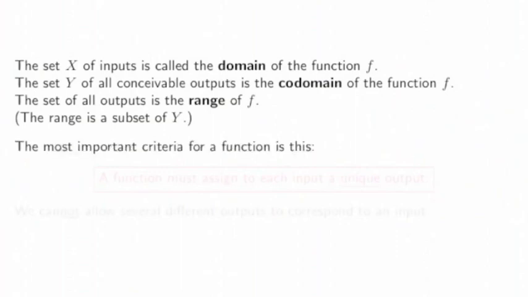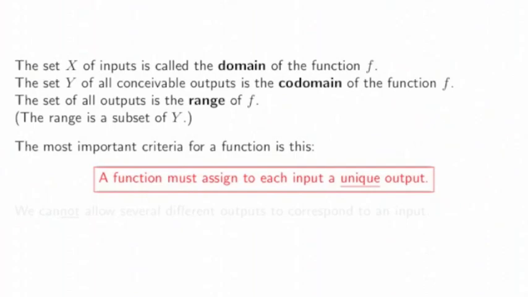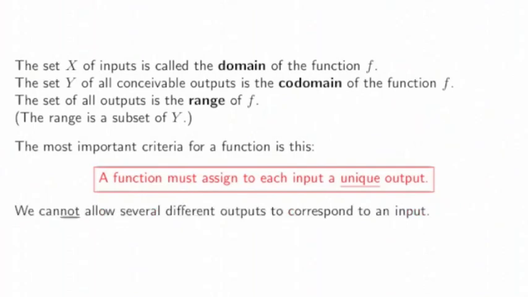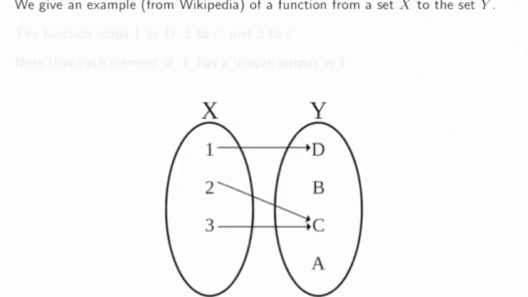The most important criteria for a function is this. A function must assign to each input a unique output. We cannot allow several different outputs to correspond to an input.